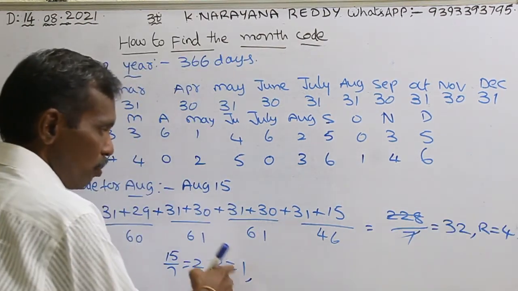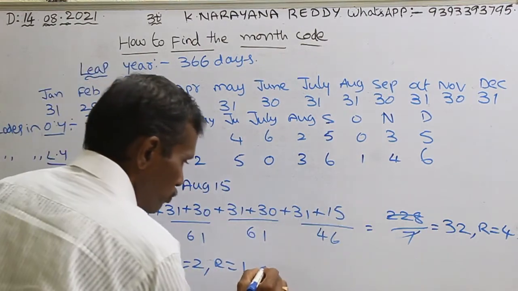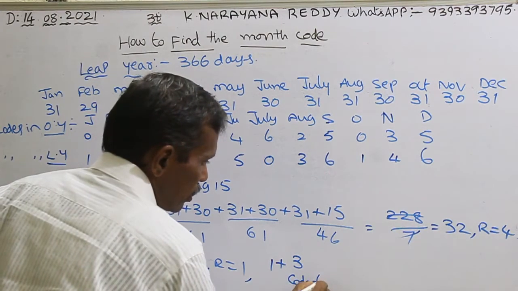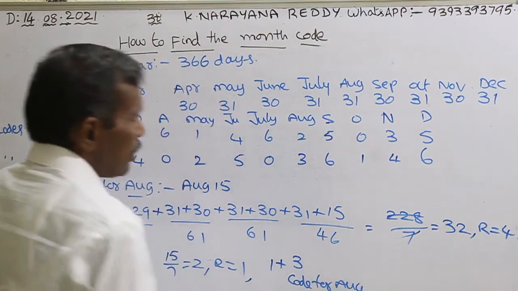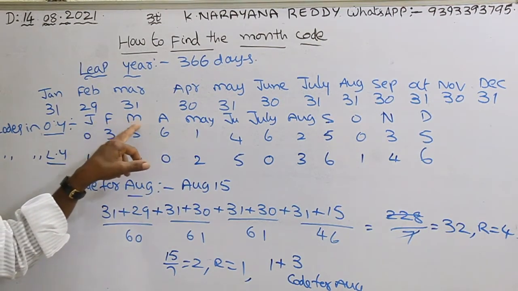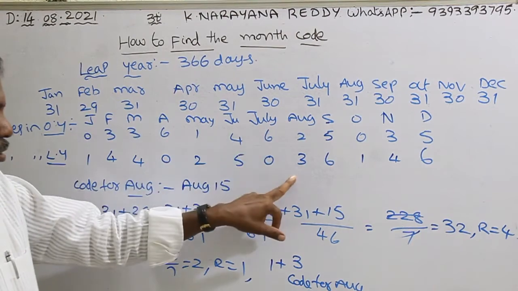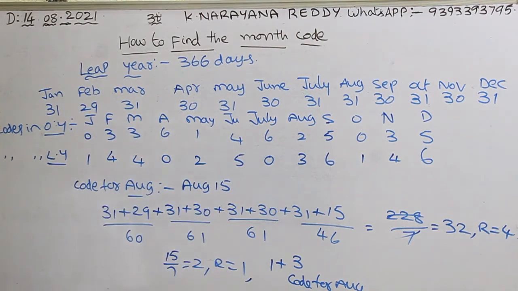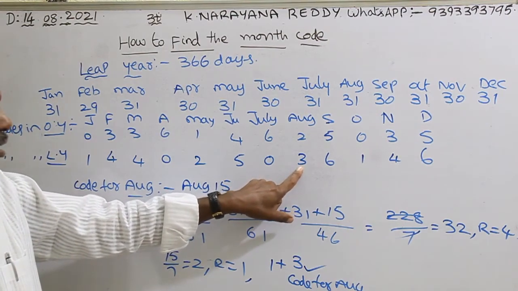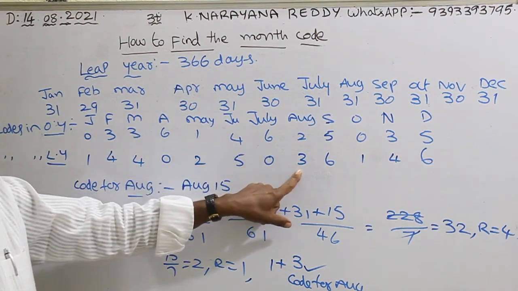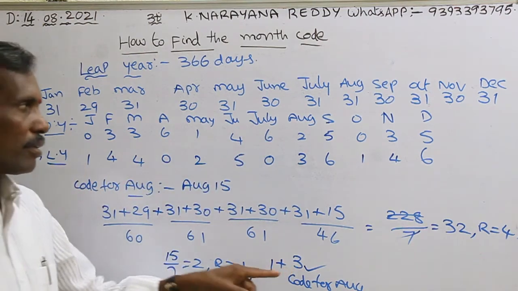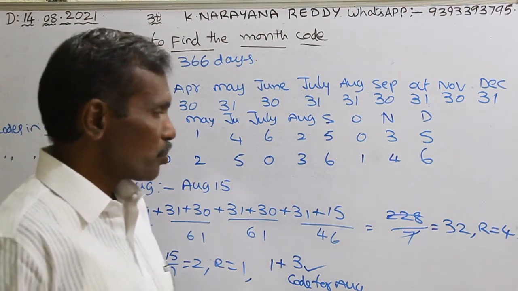Now 1 for getting 4 is nothing but 3. This is the code for August in a leap year. See here. Jan, Feb, March, April, May, June, July, August. Yes or not? See here. Code for August in leap year. 3. Yes or not? In this way you can find the codes for all the months.